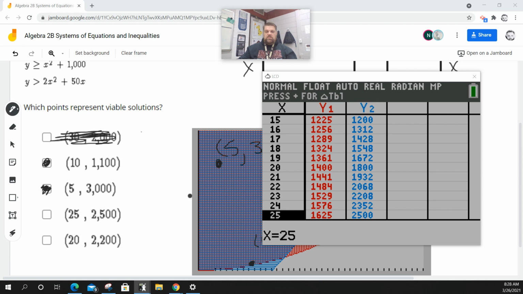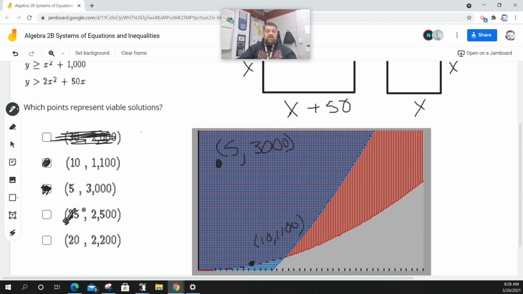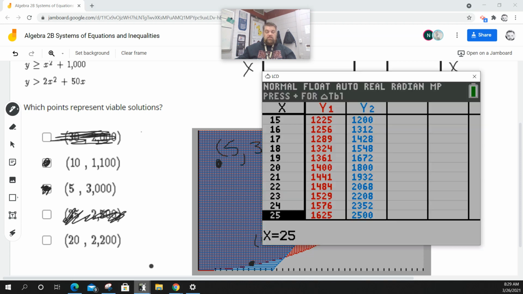All right, so here's the thing. The second equation's lower boundary is 2500. The problem is that my second equation does not have an equal sign. So if it's on the line, it doesn't count. We're not including values that are on the line, so that one doesn't work. That one is actually right on the line, and because the inequality symbol doesn't include stuff on the line, since it doesn't have an equal sign, we can't use that one.